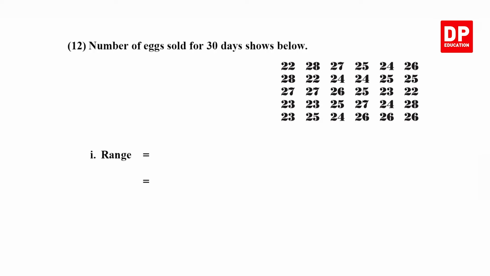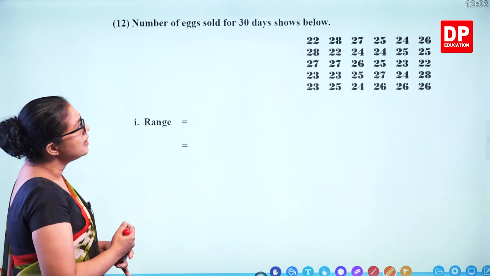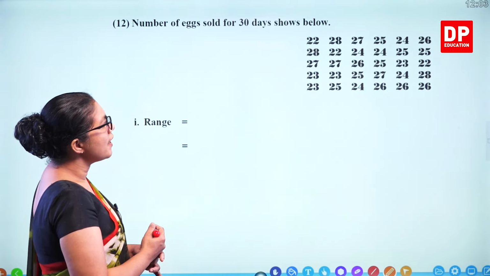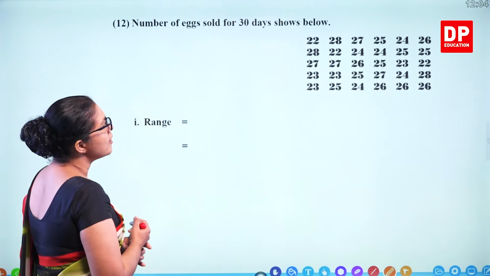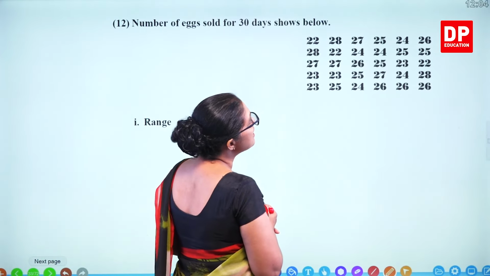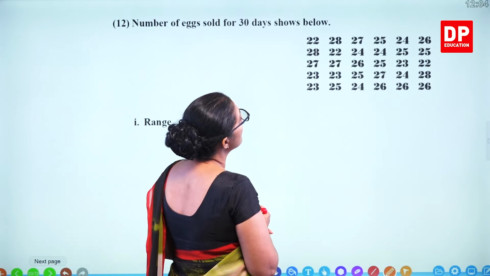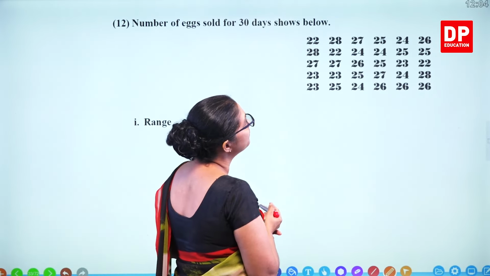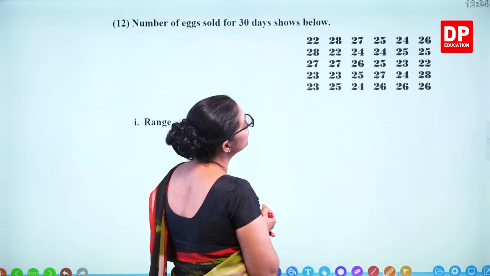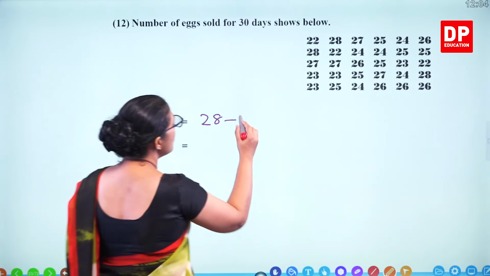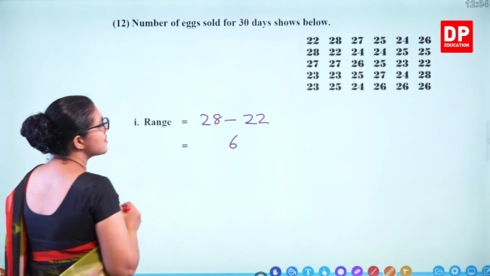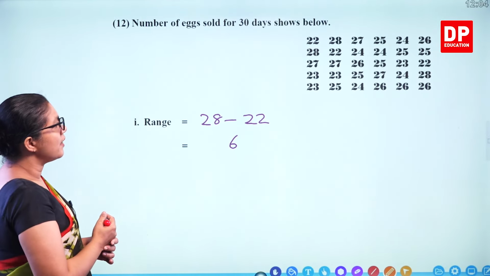Number of eggs sold for 30 days shows below. What's the range? Is this in ascending order? It's not in ascending order. You have to find out the largest number and the smallest number. 28 is the largest number. What's the lowest number? Is it 22? 22 is the lowest number. So when you subtract, you get 6 is the range value.